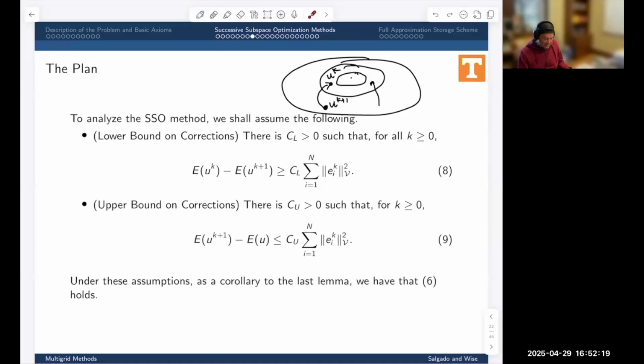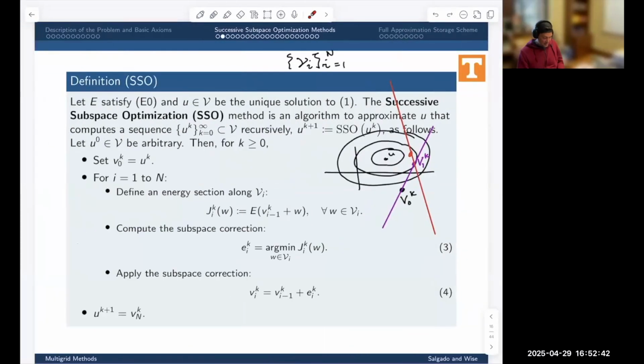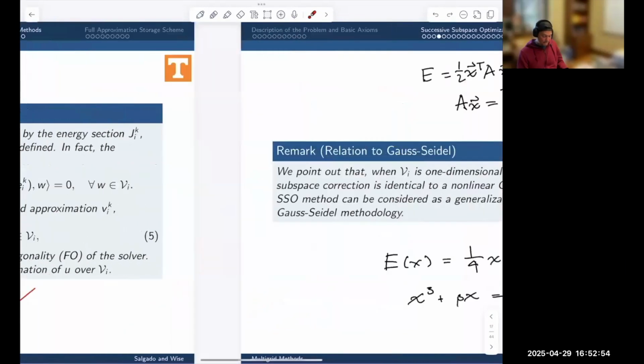It has to be less than a constant times the sum from i equals 1 to n of the norm of e_i^k squared. So these are the same corrections that we're generating from the SSO method. The SSO method generates, did we call them corrections? Yeah, subspace corrections. Those are elements of the Hilbert space there. Each of these, because of this minimization problem, is an element of the subspace V_i.